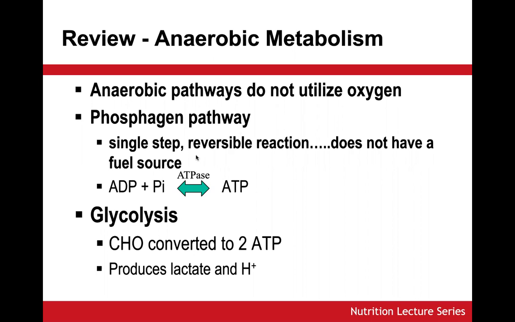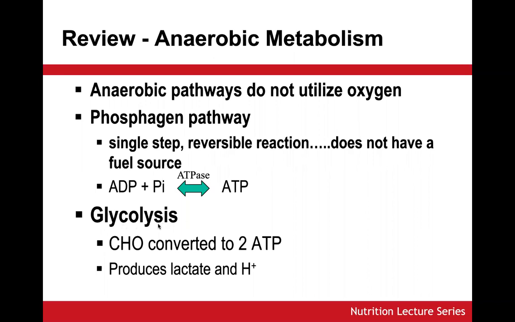The phosphagen pathway is a single-step reversible reaction. Basically, through the phosphagen pathway, you add a phosphate group to adenosine diphosphate to create the energy source adenosine triphosphate, or ATP. And again, ATP is the fuel source that we use for all of our biological processes to get things done.